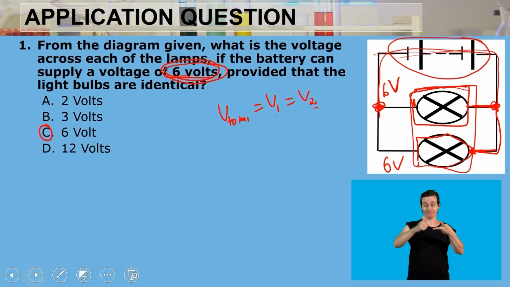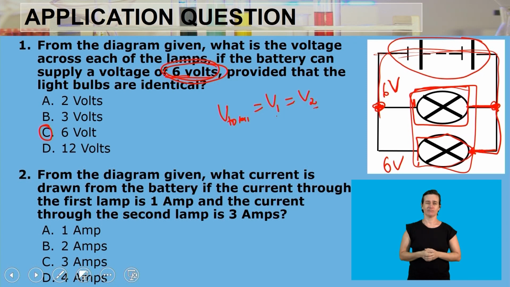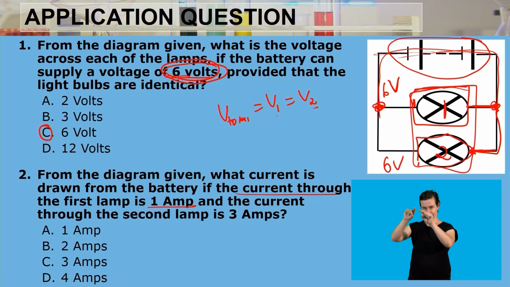Moving on to the next question. It says, from the diagram again, still using the same diagram, what current is drawn from the battery if the current through the first lamp is 1 amp and the current through the second lamp is 3 amps? So if this is our first lamp, lamp number 1, and lamp number 2, we are told that passing through this lamp we have 1 amp and the other one we have 3 amps.